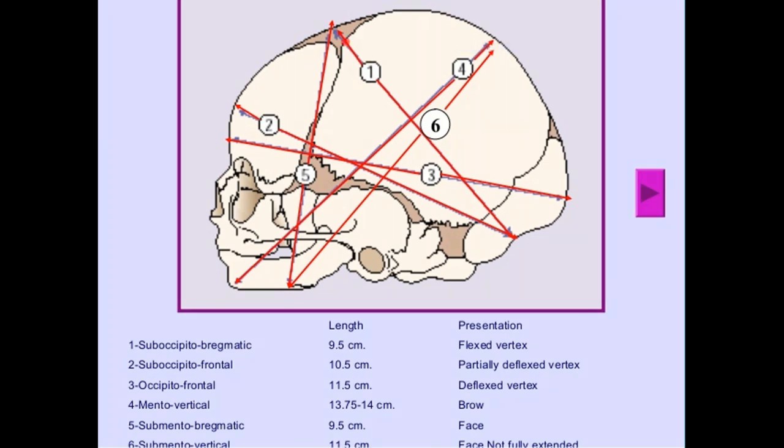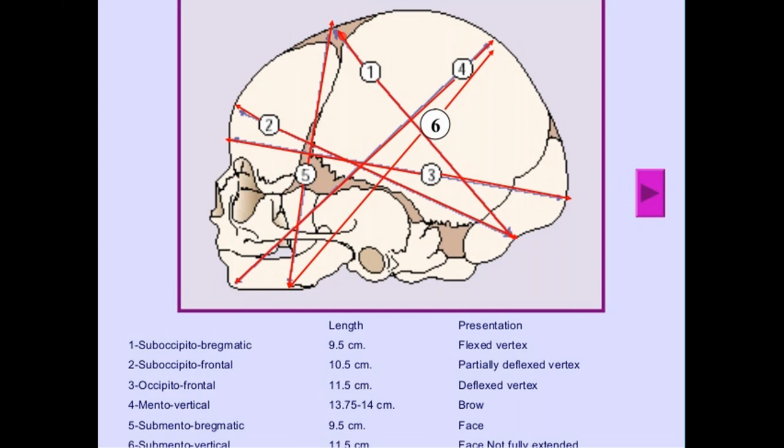This is the suboccipitobregmatic diameter. It extends from the nape of the neck to the center of the anterior fontanelle, starting from the nape of the neck to the center of the anterior fontanelle. This is the suboccipitobregmatic diameter. So this is the smallest diameter, only 9.5 centimeters.